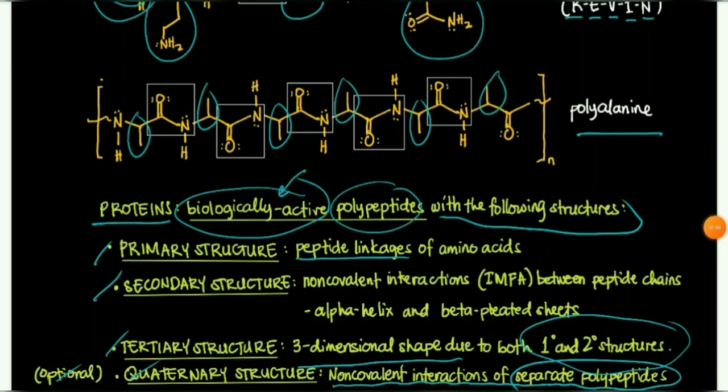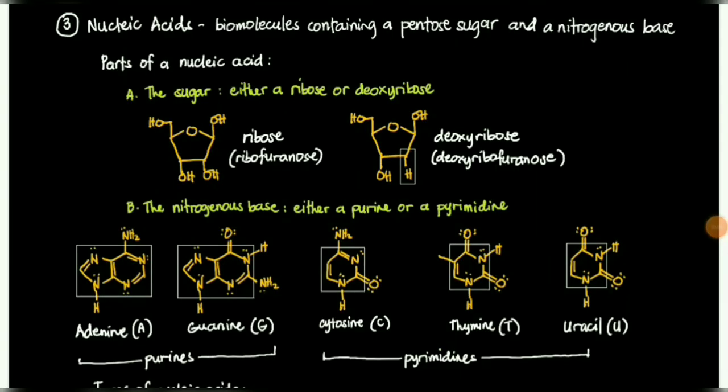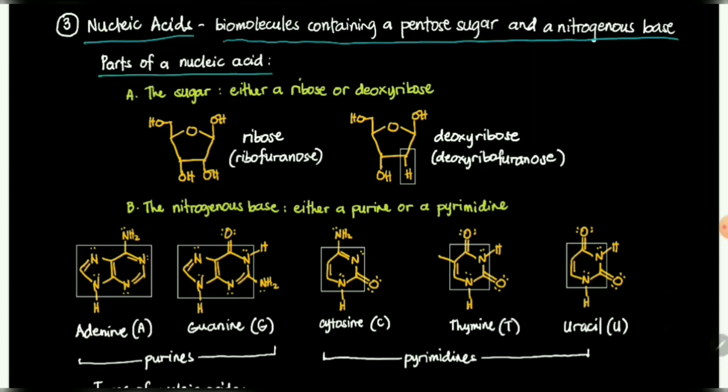Okay? So, for another class of biomolecules, we have the nucleic acids. Okay? So, these are biomolecules containing a pentose sugar and a nitrogenous base, sometimes with an additional phosphate group. So, yung phosphate group na yun, important yun, lalo na kapag sa DNA and RNA structures. Okay? So, we have parts of the nucleic acid. So, una, yung ating sugar backbone, yung tinatawag.